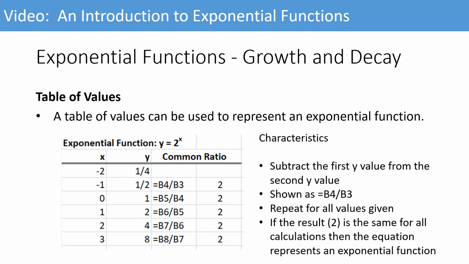So in a table of values, if you calculate the common ratio, that number will be your base. Now you don't have to do this on a computer. You could just do it by hand. Probably faster and easier.